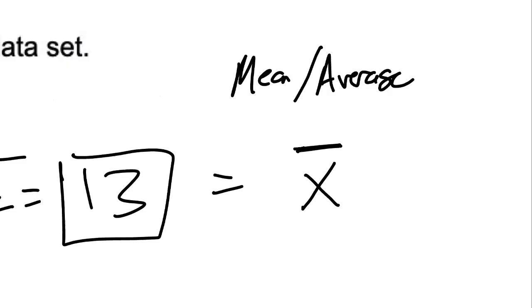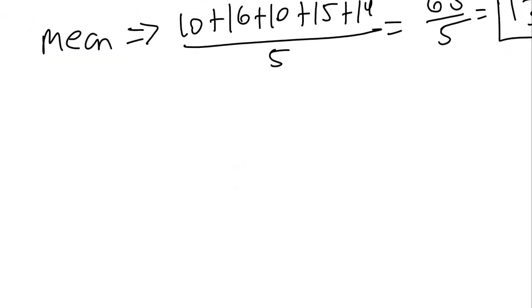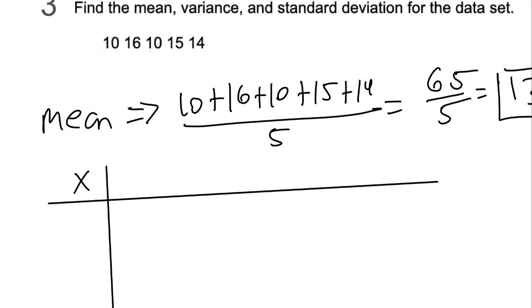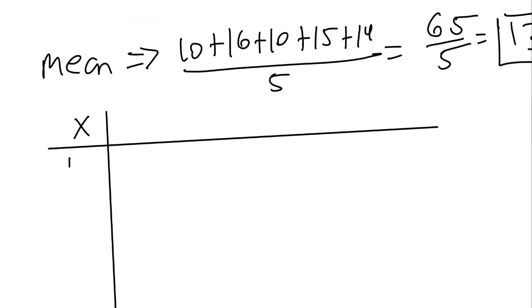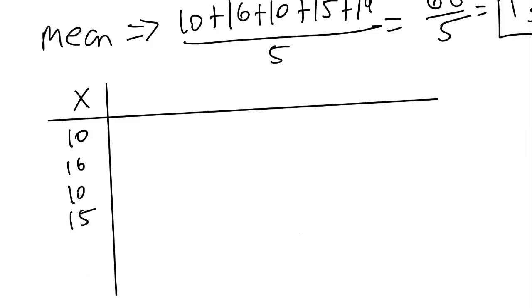Now you're going to find the variance. This is what you're going to do to find the variance. You're going to take each of your numbers, so create a table. You're going to put all the numbers: 10, 16, 10, 15, and 14.